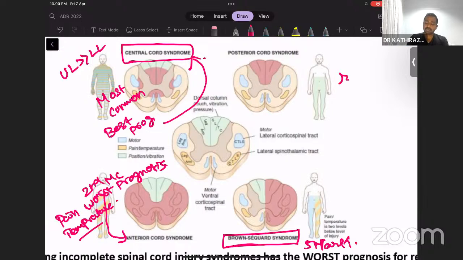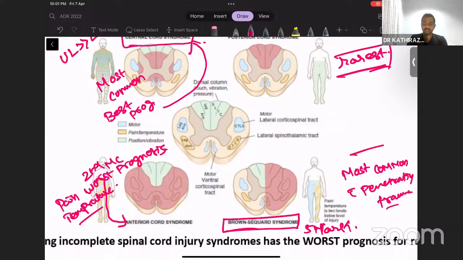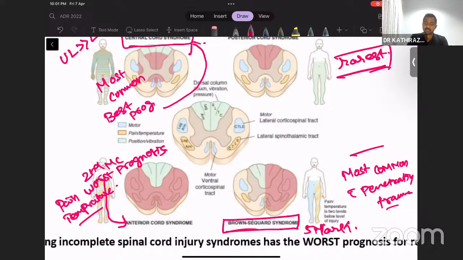Posterior cord syndrome is the rarest among all. Brown-Sequard cord syndrome is most common with penetrating trauma, and it has a better prognosis than anterior cord syndrome. Among all, the worst is anterior cord syndrome. Clear? So they usually assess the bulbocavernosus reflex.